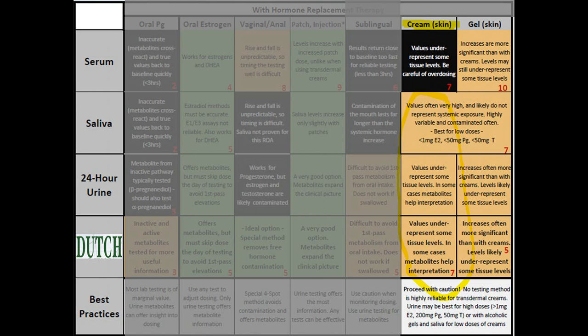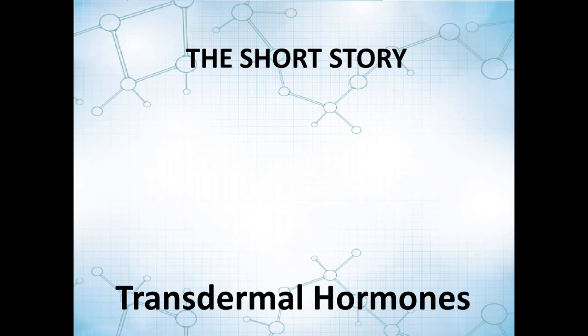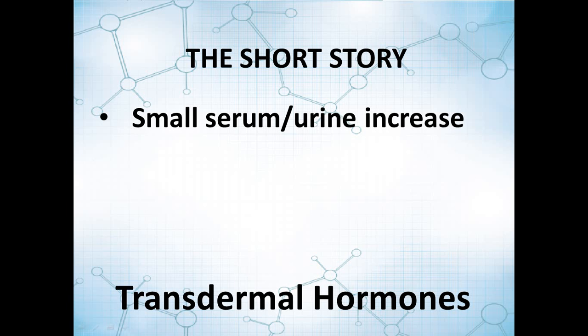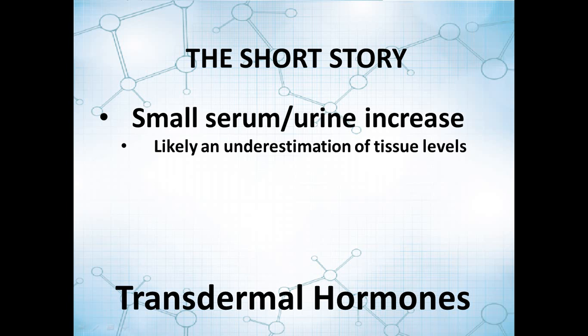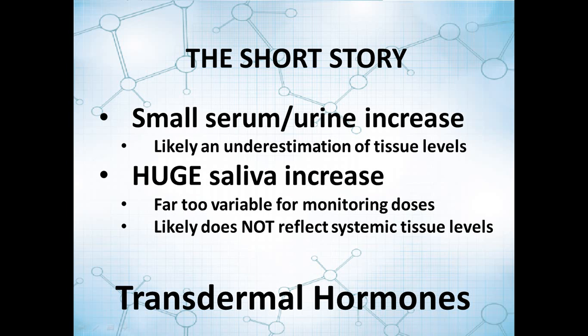I think it's really difficult to use testing to really tweak a particular dose when you're talking about transdermal hormones. So can it help monitor dosing? It's questionable, I think. So the short story is you get a little bit of an increase in serum or urine, which is probably an underestimation of tissue levels, and you get this massive salivary increase. But it's way too variable to monitor dosing effectively, and it probably doesn't reflect systemic tissue levels if you really dig through the data. That's where the data has led me.